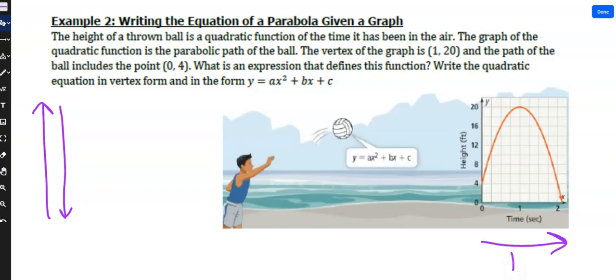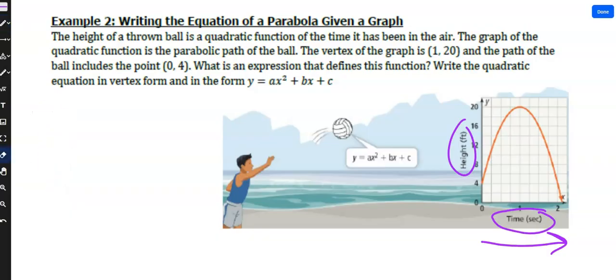You're measuring time this way, and you're measuring the height. So it literally has nothing to do with the path of the ball. Okay, that's a completely different question, but I do understand that people get that confused. So let's see here. The vertex is at the point 120.